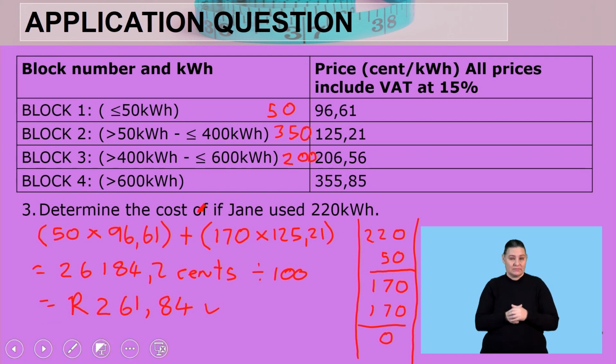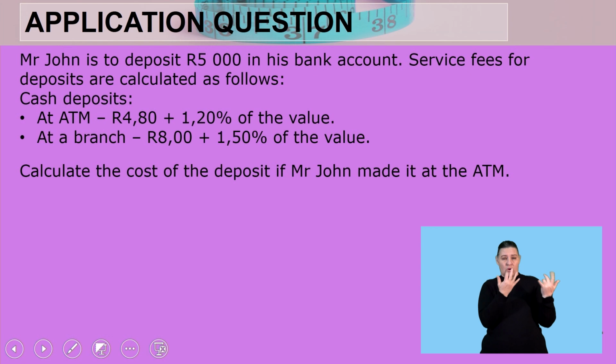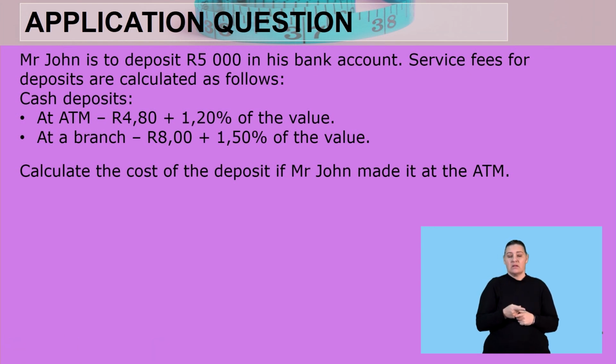Let's keep going. Mr. John is to deposit 5,000 rand in his bank account. Service fees for deposits are calculated as follows. So for cash deposits, you have at the ATM and at a branch. Calculate the cost of the deposit if Mr. John made it at the ATM. So the ATM is here. That's what we're dealing with. He deposited 5,000 rand into the account. The formula says 4.80 plus 1.20% of the value. And what is the value? 5,000 rand.